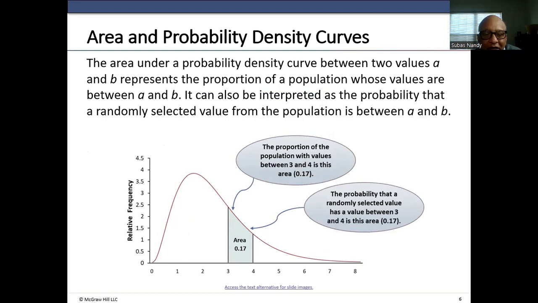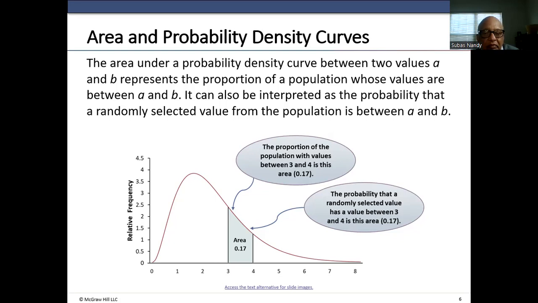So the area under the curve between 3 and 4, which is 0.17, means, in one aspect, that 17% of the vehicles have emissions between 3 and 4. The proportion of the population with values between 3 and 4 is this area, which is 0.17. So at 3, we draw a vertical line to meet the probability density curve, and at 4, we draw another vertical line to meet the probability density curve.